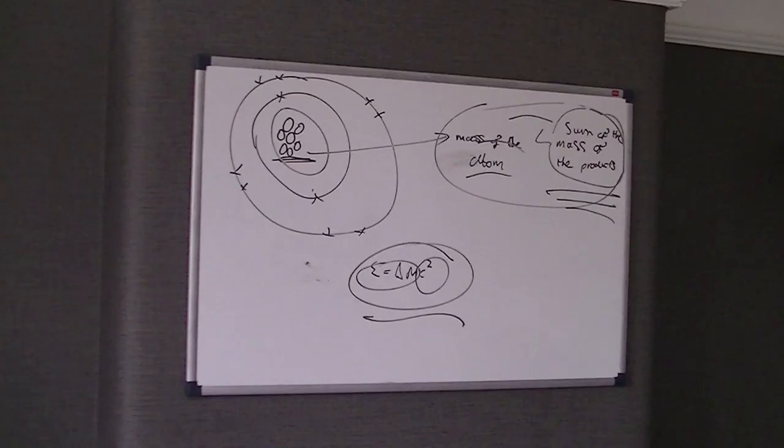Now obviously you might be asked the binding energy per nucleon, which is quite clearly just the binding energy, which you use this equation for, okay? And you divide it by the number of nucleons, okay? So that's obviously per nucleon.